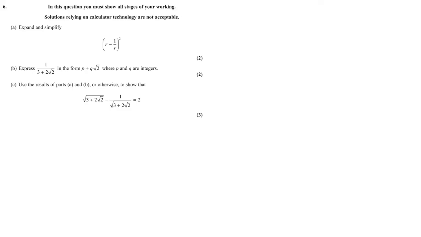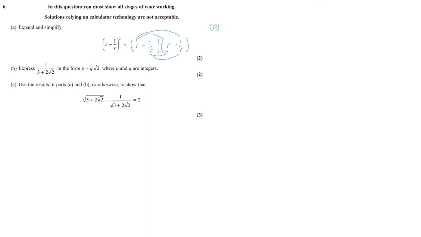So, 2 ways of approaching this. It's expanding a double bracket. So you could write this as r minus 1 over r, brackets, r minus 1 over r. Expand this way, your firsts, your outsides, your insides, your lasts. Alternatively, you can do it straight from the brackets. So with a squared bracket, square the first term, so that's r squared.